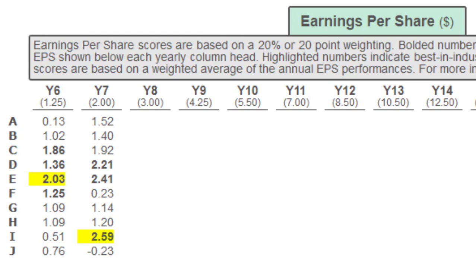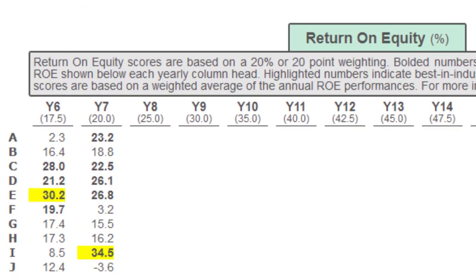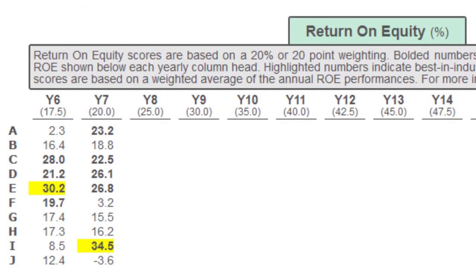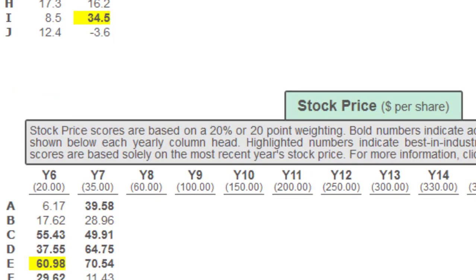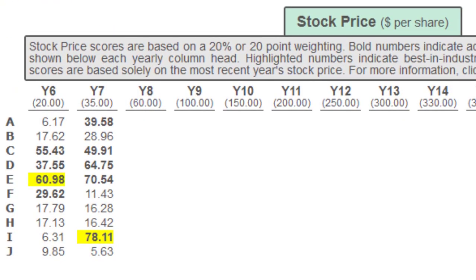So that's surprising. Return on equity, you have teams A, C, D, E, and I all meeting expectation, with company I being best in industry. Stock price, we have A, C, D, E, and I again meeting expectations, with company I being best in industry. So you clearly can see company I figured it out for year 7.